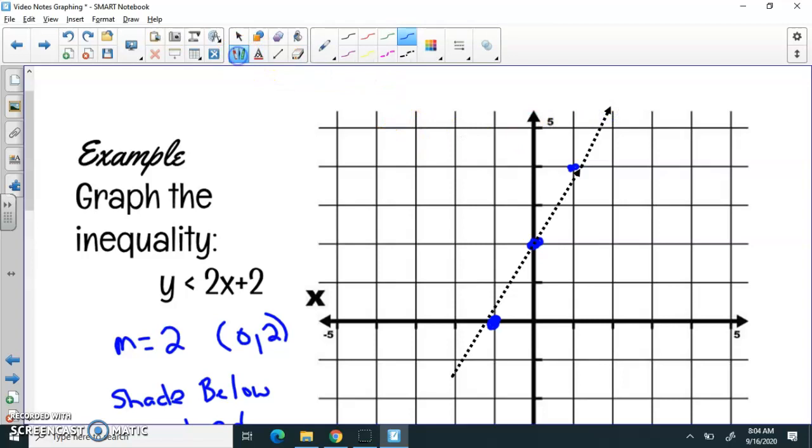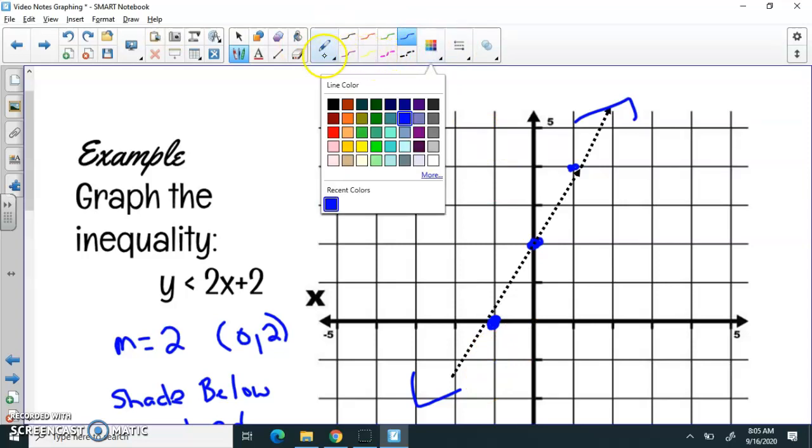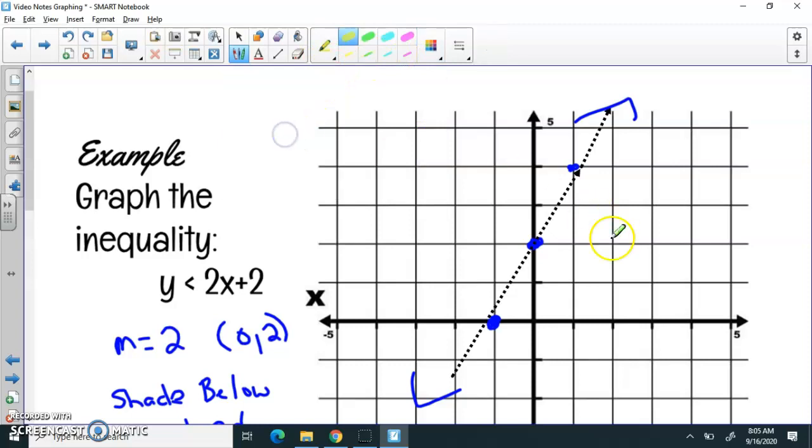Then we're going to put our arrows because again, it continues. And shade below. Is this side above or is this side above? This is above, so this would be below. So we're going to shade below, and I'm going to make it into a highlighter so mine will shade quicker. We're going to shade below the line.